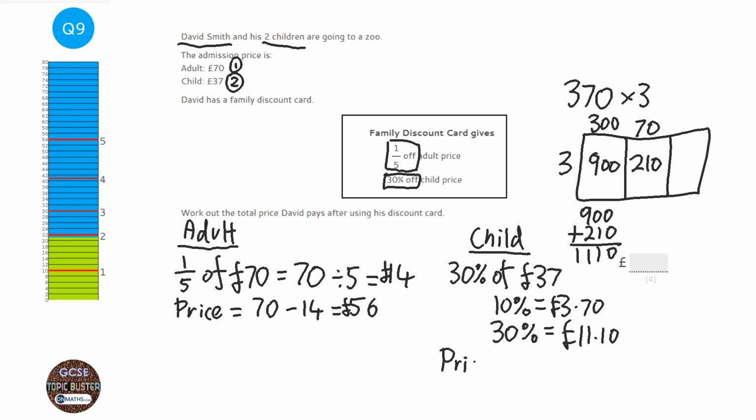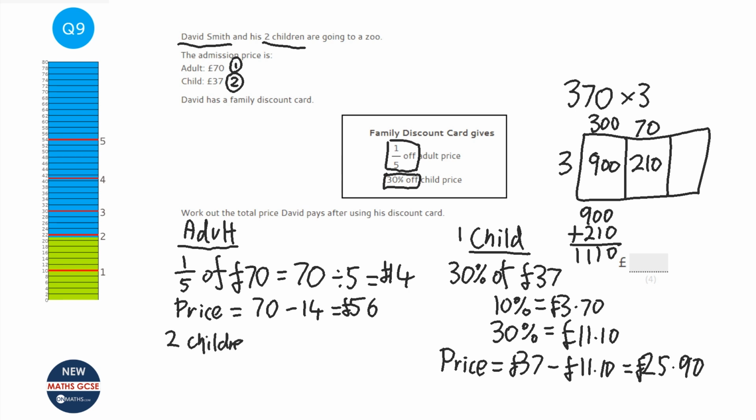And so we want to work out the price. So it's going to be £37, take away £11.10. So if you take away 10 it's 27, take away 1 is 26, take away 10 is £25.90. Now that's for one child. So if I want 2 children, I want to do £25.90 times 2. Now I know 25 times 2 is 50, 90 times 2 is £1.80, so that's going to be £51.80.